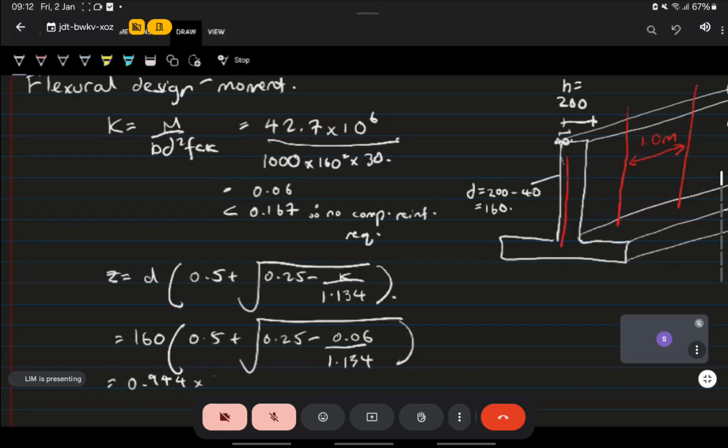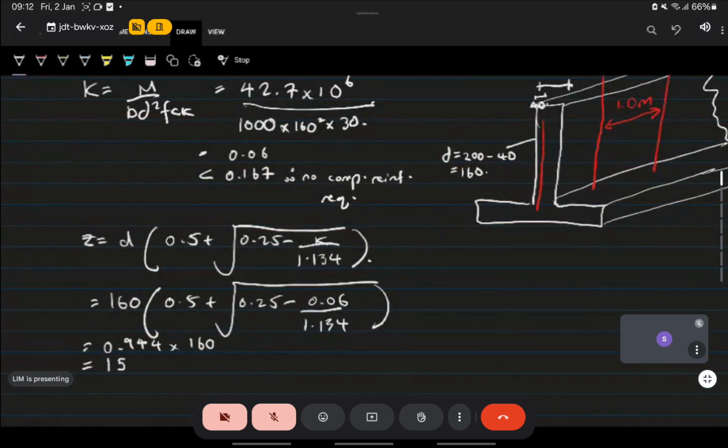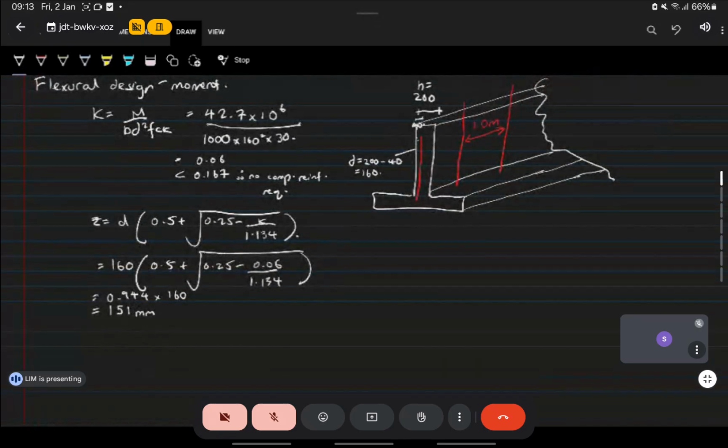0.944 times the 160. So if I multiply this by 160, it's 151 millimeter. Okay, so my Z is 151 millimeter. So area required is M divided by 0.87 fyk Z. Yeah, I think so. Yeah, Z. Okay, so for 2.7 times 10 to the power 6.